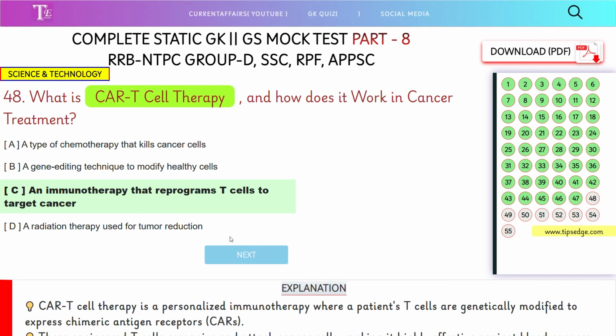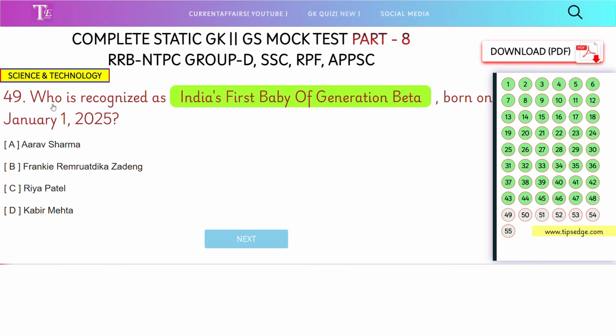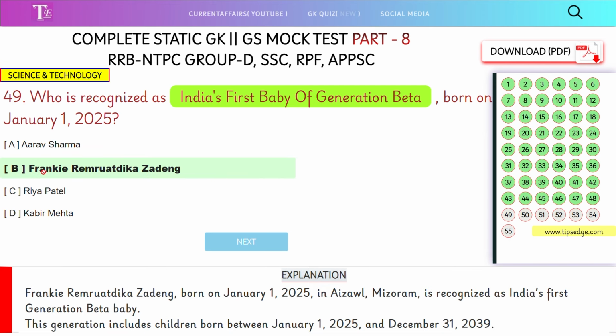Now moving to the 49th question. Who is recognized as India's first baby of Generation Beta born on January 1st, 2025? Answer: Frankie Remuridika Jadeng.